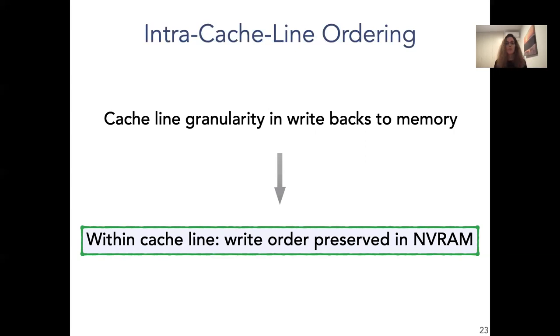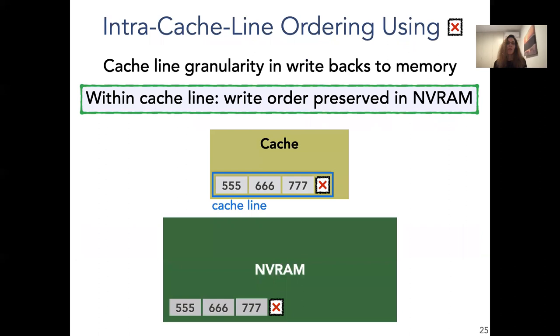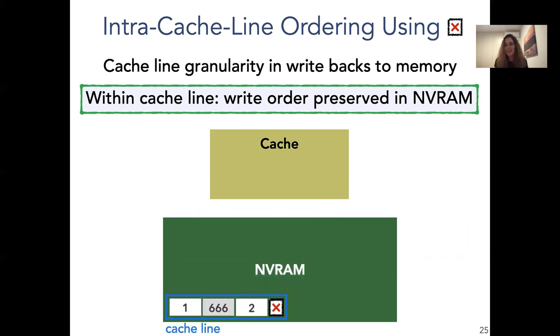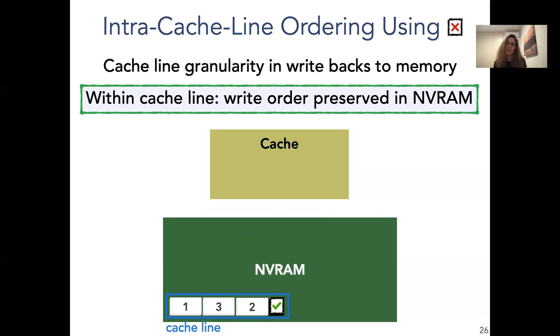Order preservation within cache line boundaries presents the opportunity to place a validity bit that would indicate whether the rest of the cache line is initialized. If we wrote only part of the data and have not yet set the valid bit, then the valid bit in the NVRAM will be definitely unset and indicate that the cache line's content is still invalid. On the other hand, if the valid bit in the NVRAM is set, then the cache line's content is surely initialized.